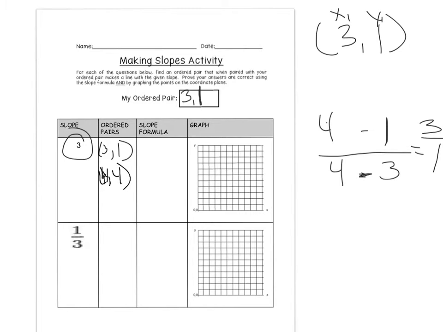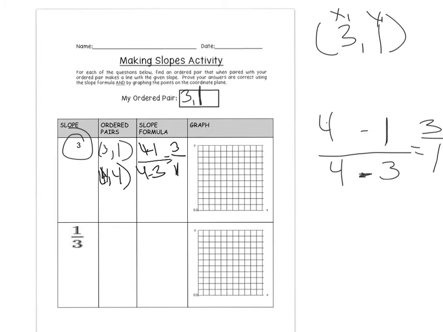Okay, now the slope formula, that's simply how I find the slope, which is the change in y over the change in x. So you can see right here, I have 4 minus 1 over 4 minus 3. All right, 4 minus 1 is equal to 3, and 4 minus 3 is equal to 1.